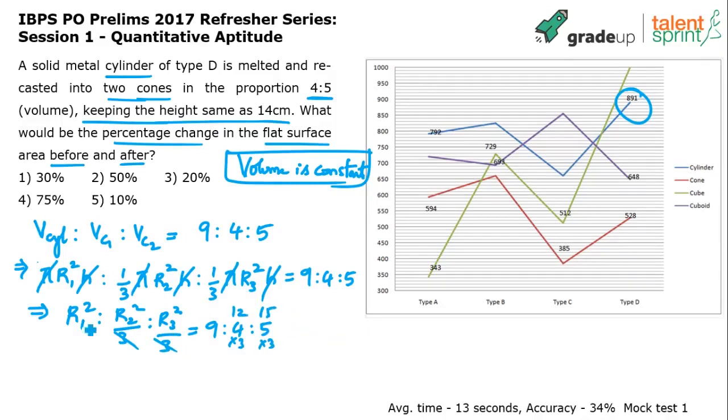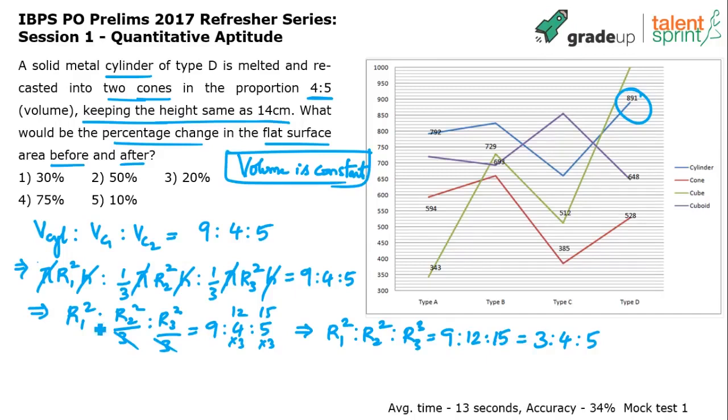So basically, what are we saying? R1 square is to R2 squared is to R3 squared equals 9 is to 12 is to 15, which can be further reduced to 3 is to 4 is to 5. Right? 3 times 3, 3 times 4, 3 times 5.